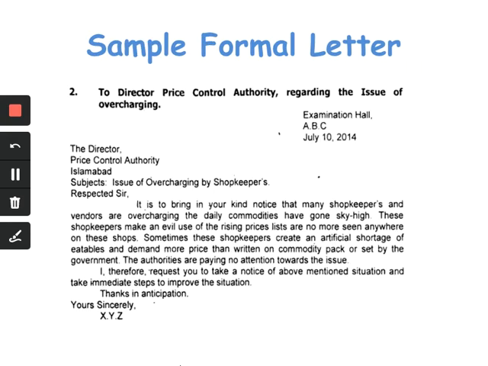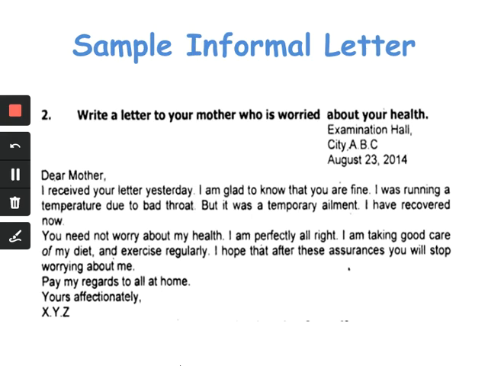For this term, you need not remember this format. This format is what you need to remember for now. Okay? I'll repeat it again. Look at the heading, examination hall, E capital, H capital, comma. Next line, city, A dot B dot C. Next line, August, that is your month, your date, comma, the year.